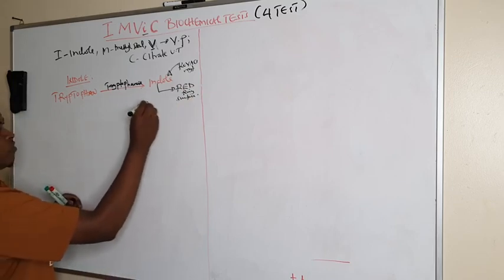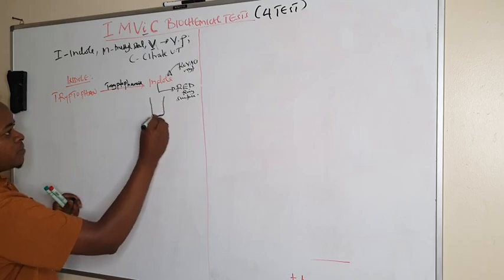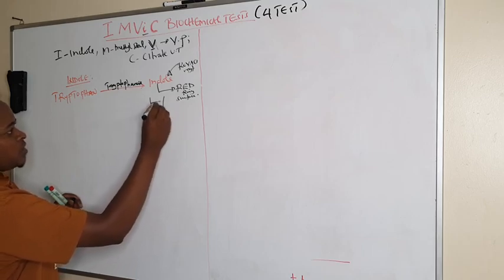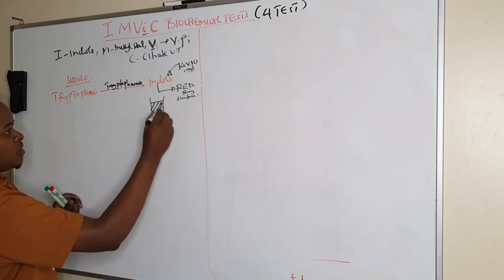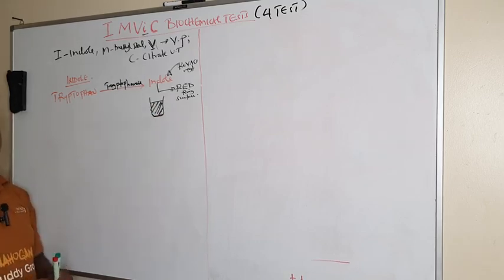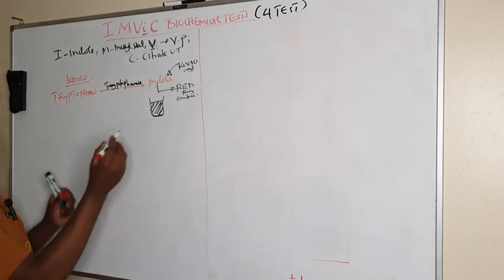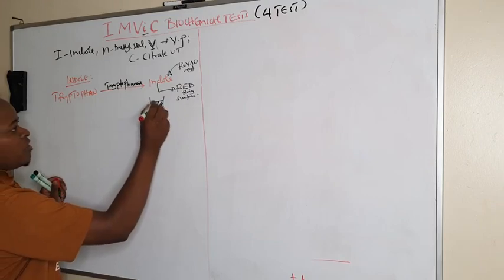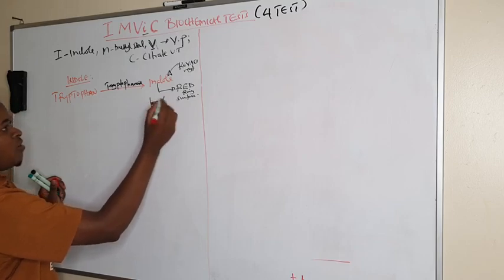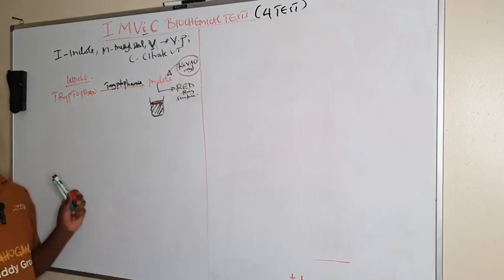So you'll find if you have the broth containing an indicator, we shall form what we call a red ring on the surface on addition of Kovacs reagent.